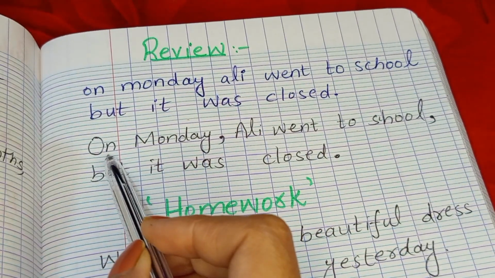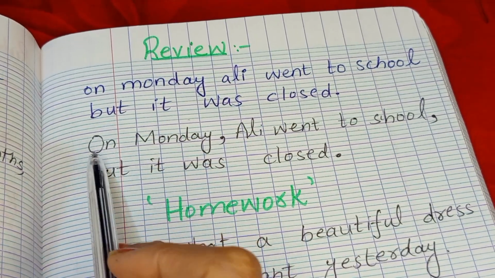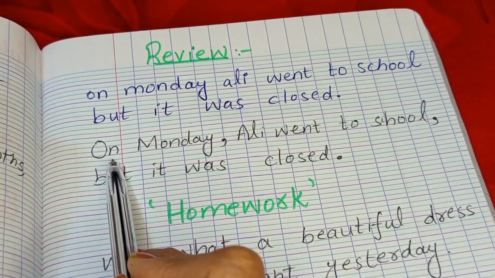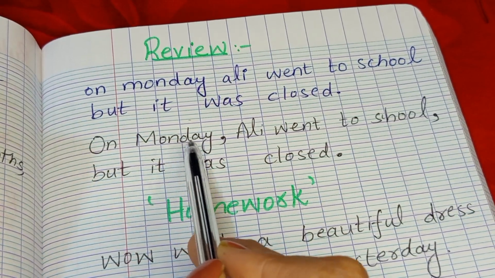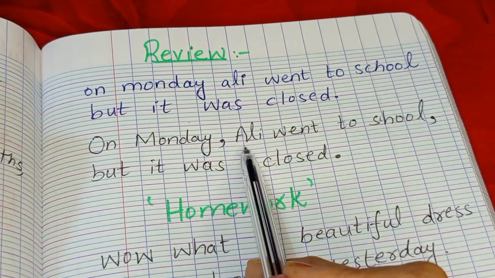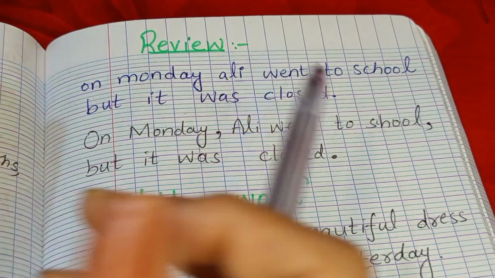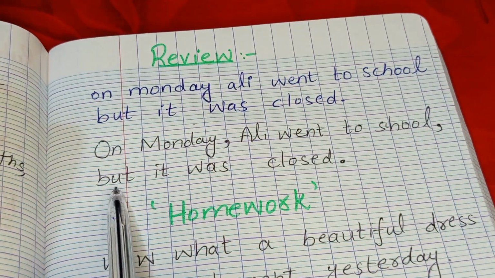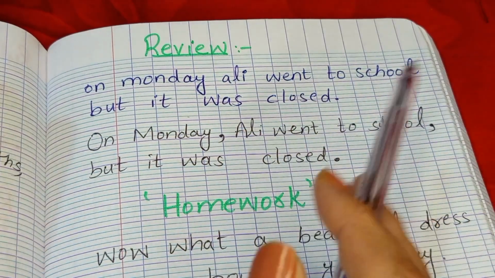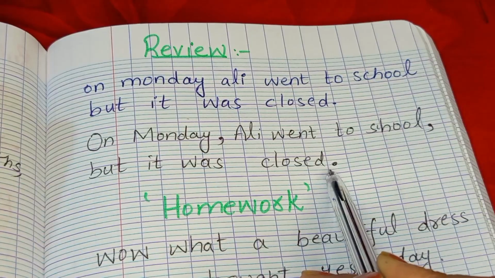Right? On, we change the O in on to capital O because it is the start of the sentence. Right? We change Monday to capital M because it's a day of the week. Right? We change Ali to capital A because it is a proper noun, right? Before the conjunction but, we take a short pause and insert a comma, right? Finally, we close our complete thought with a full stop, right?